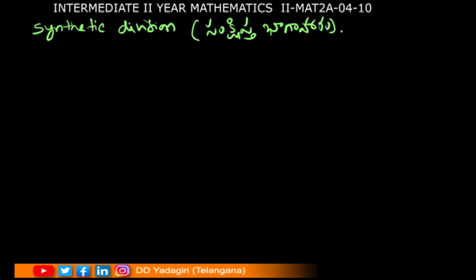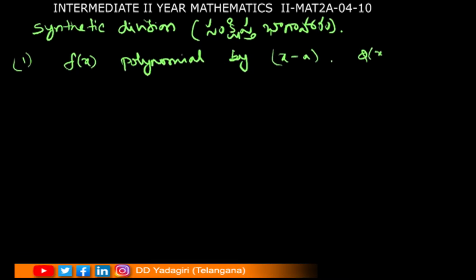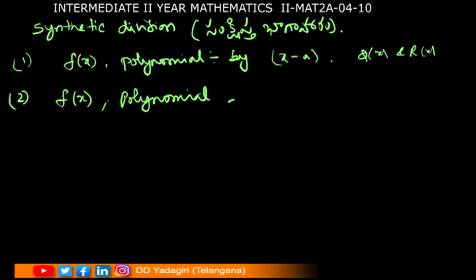In the first part, we have divided the polynomial expression by x minus a and got the quotient and remainder. Now, in the second part, we take a polynomial f(x) and divide by x square minus px minus q, and get the quotient and remainder.